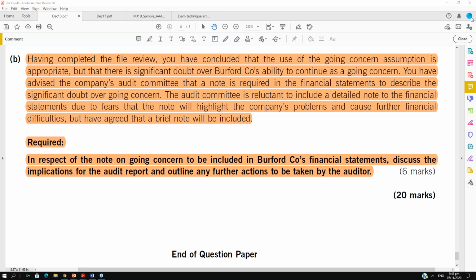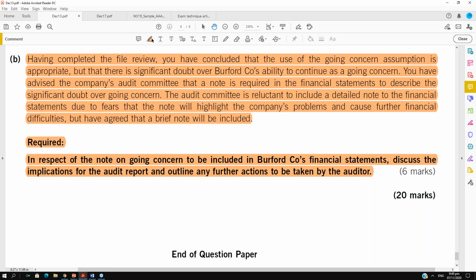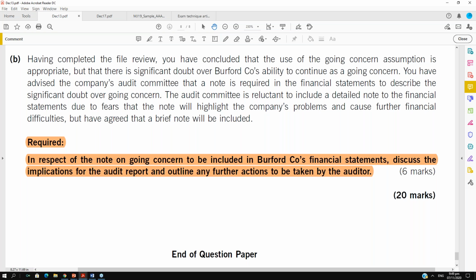Okay, have all of you read the paragraph in orange in front of your screen? Have you been able to identify the note to be included in the Burford Company's financial statement? Okay, that's great. Now, try to gain knowledge and also gain the answer. After this question, we'll take a break, and post break, we have two more questions to discuss. Let's see what the examiner is asking for here. Now let's start reading it.